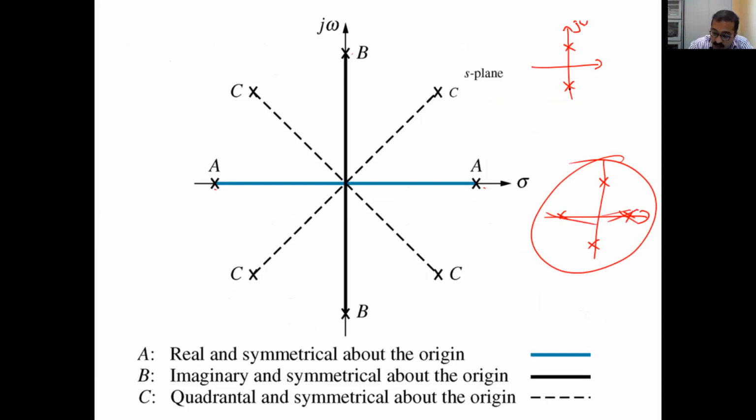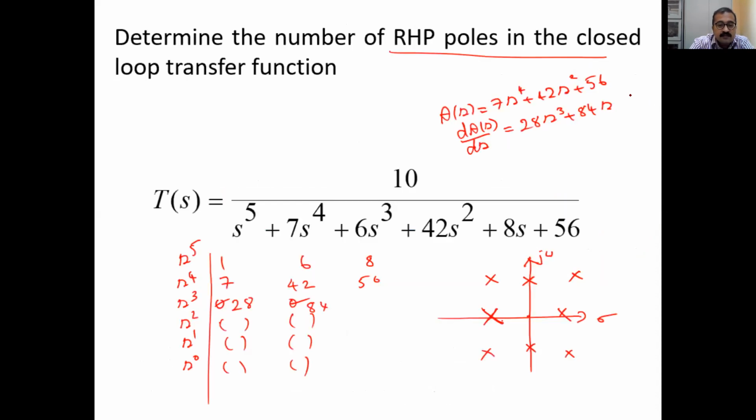Next probability is that maybe a case like this, AA and BB. Or it may be like this, sigma j omega. It may be AA repeated roots. Okay. So to determine that, you have to factorize the auxiliary polynomial. Okay. So you see, what is your auxiliary polynomial? Your auxiliary polynomial is 7s raised to 4 plus 42s square plus 56.